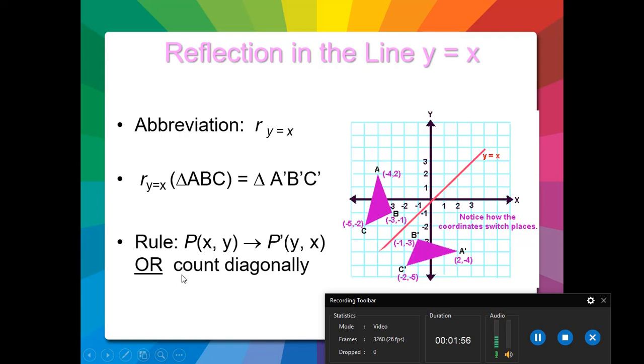If you prefer to count on a diagonal just like the line is lying, B is diagonally 1 block to the line of reflection, and B prime is 1 block away. So just make sure you count diagonally to locate the correct location.